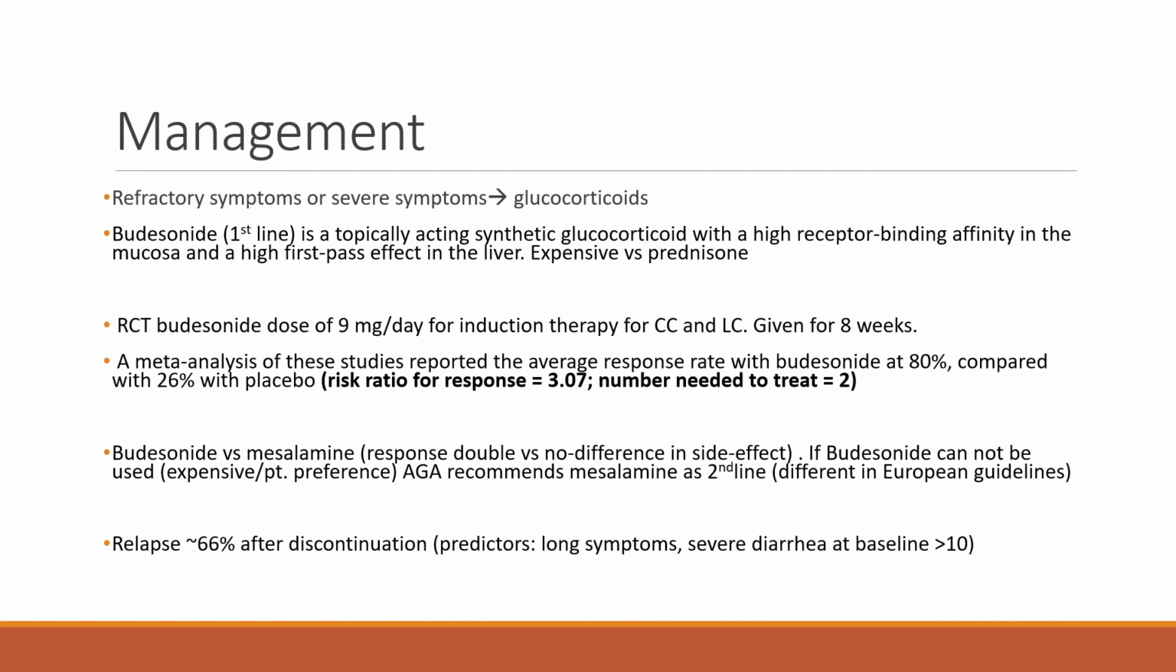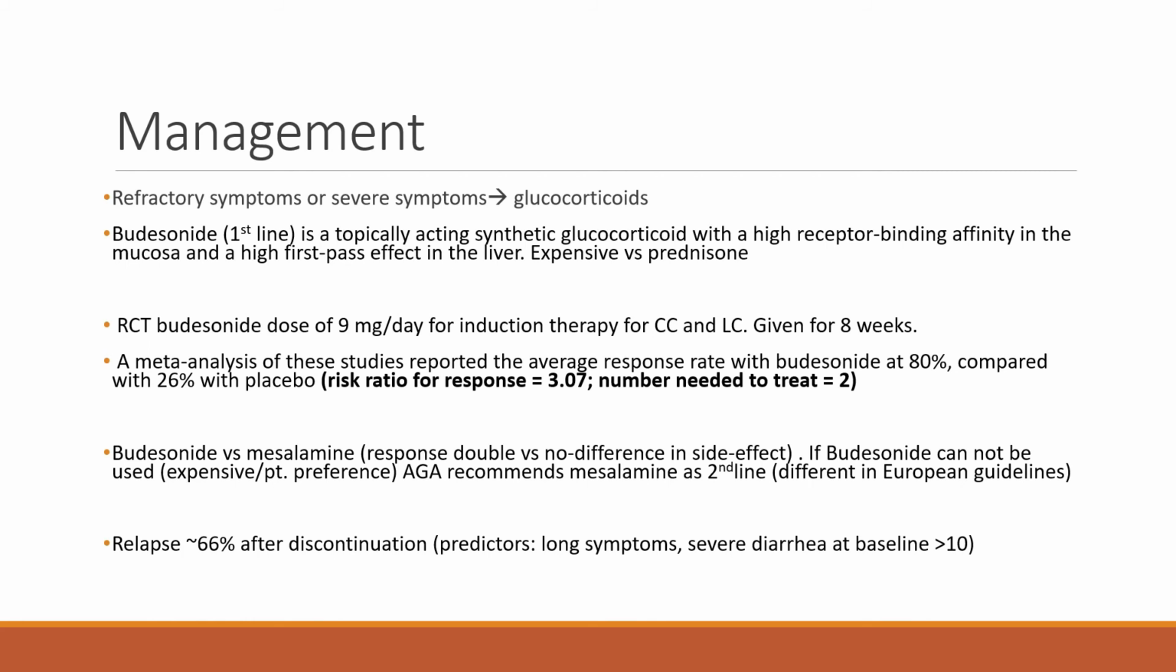Now, what about budesonide versus mesalamine? Interestingly, AGA recommends mesalamine as a second line drug, but European guidelines say no, it's more like a placebo effect or minimal effect. The AGA guidelines were published in 2016, and the European guidelines were published just 6 or 7 months ago in 2020. That being said, the data for mesalamine is limited to case reports. So it's more like expert evidence, so I cannot make a comment. When I looked into the studies, these were all case series describing 4 to 5 patients.